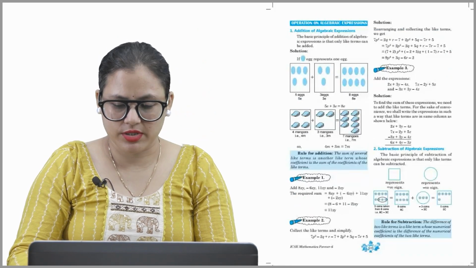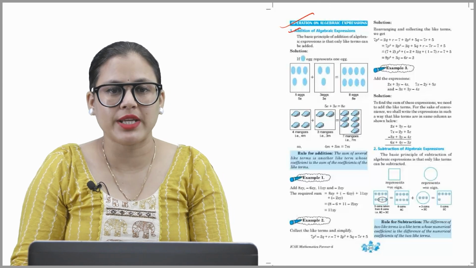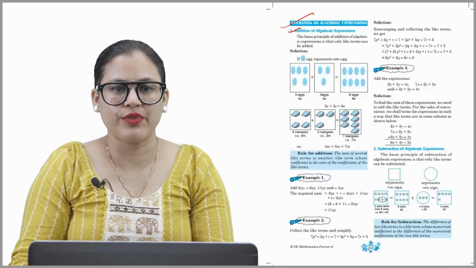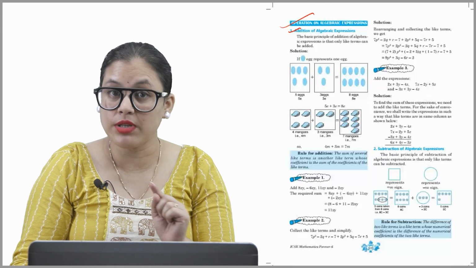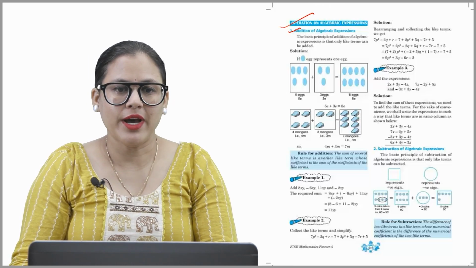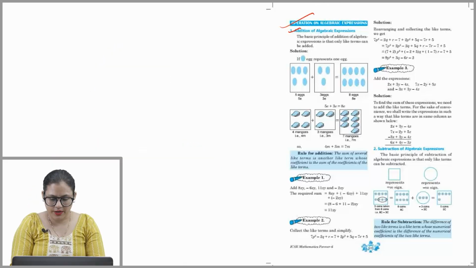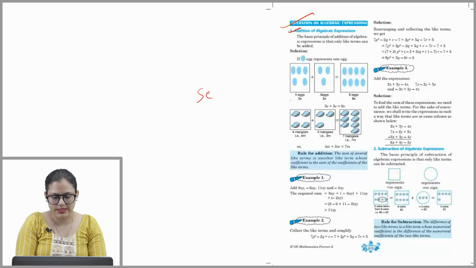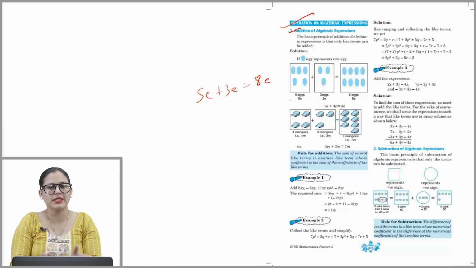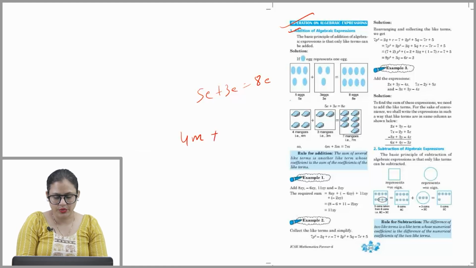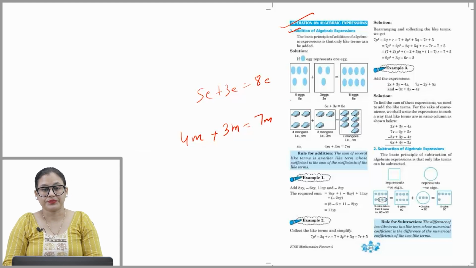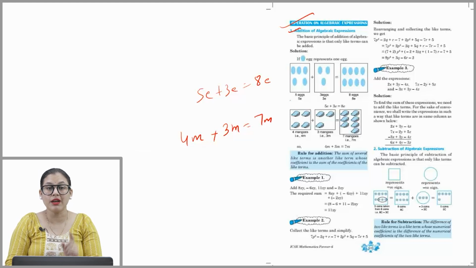Operation on algebraic expressions. Number 1, addition of algebraic expressions. The basic principle of addition of algebraic expressions is that only like terms can be added, right? Solution: if one egg is represented by this figure, then 5 eggs and 3 eggs, that is 5e plus 3e, is equal to 8e, that is 8 eggs. Now, 4 mangoes means 4m and 3 mangoes means 3m, then 7m total, right. Now, rule for addition. The sum of several like terms is another like term whose coefficient is the sum of the coefficients of the like terms.